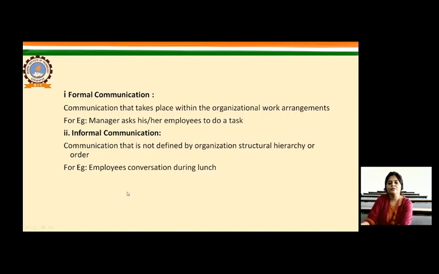So the major difference between the two is that informal communication does not follow any proper channel. You cannot define the path, that okay, this is the way the reporting will be done. For example, we have the employees' conversation during lunch. The informal can be based on the social group regarding their personal matters. It can also be based on the work that is going on in the organization.